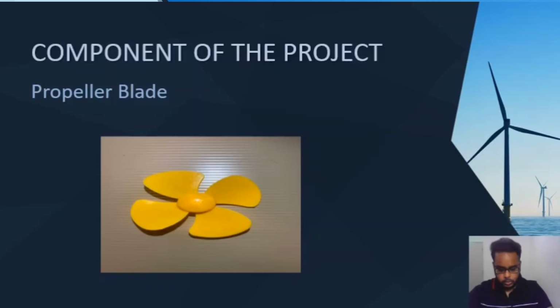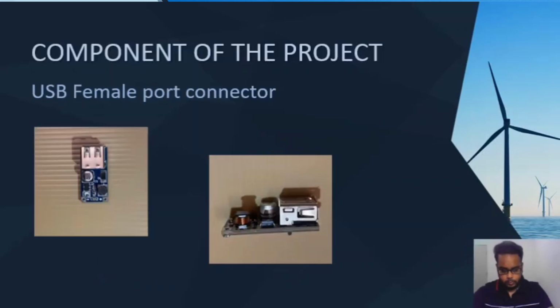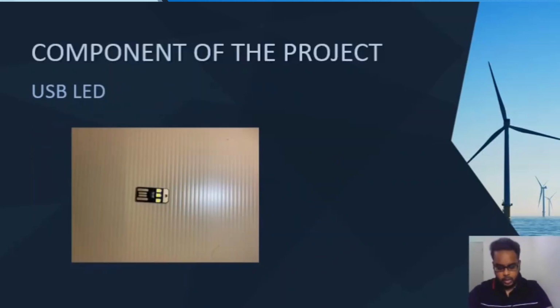This propeller blade consists of four blades connected together by a central hub that attaches the blades to the DC motor. We use the USB female port connector. A USB female port is the standard host connector type. This is found in computers, hubs, or any device intended to have peripherals plugged into it. Lastly, we used a USB LED light as our electrical load that can connect to the USB female port.